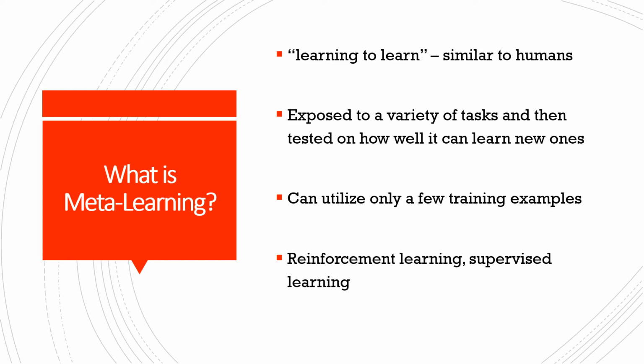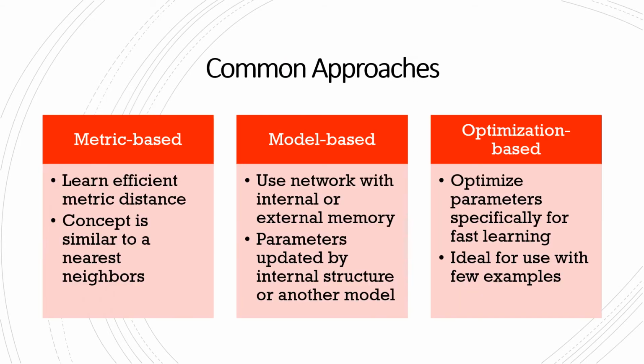One of the benefits is that this can be accomplished using only a few training examples if there's not that many available. This can be applied to reinforcement learning, supervised learning. There's not really a set specific algorithm for meta-learning. What I've seen is that it's more of a concept. There are three common approaches to meta-learning. The first is metric-based, which is a similar concept to nearest neighbors.